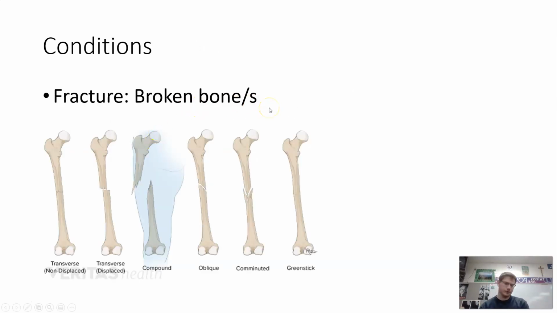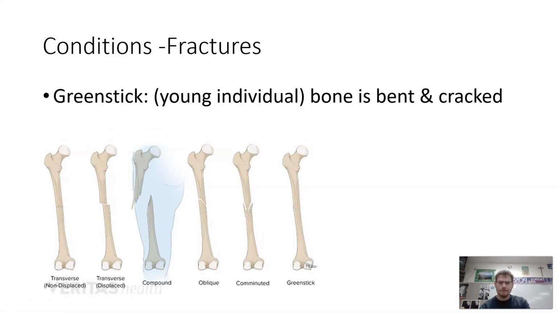Conditions of fractured, broken bones. So, snap. Broken bones. There are multiple different types of bone breaks, but we're going to talk about a few. Greenstick: in a young individual, the bone is bent and cracked. As you can see here, there's just a little bit of the bone that is bent and cracked. Not a huge fracture.